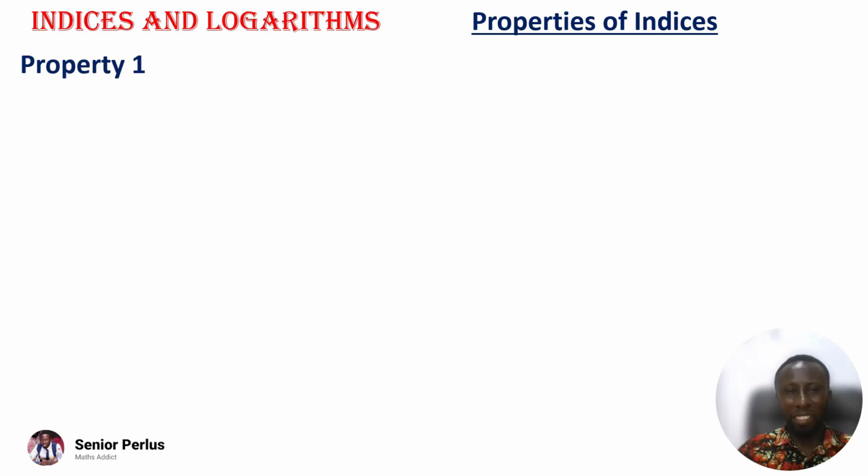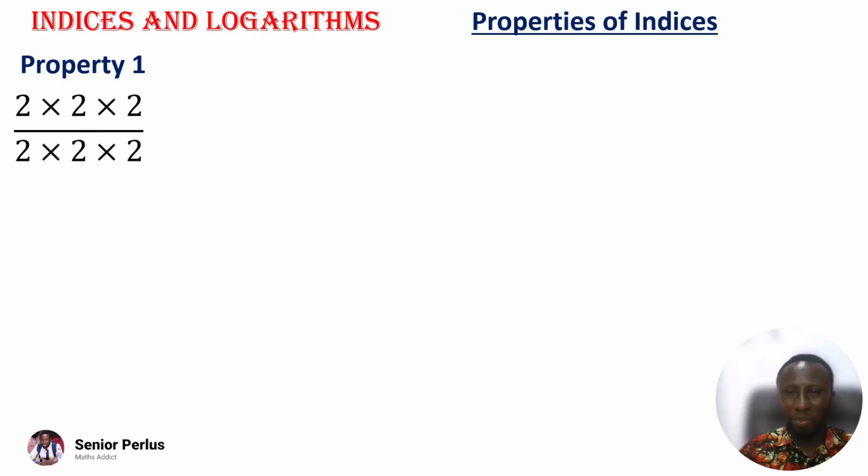Properties of indices. I'll start with property 1. I have this 2 times 2 times 2 divided by 2 times 2 times 2. So this one I can even cancel the whole of this, then I'll get what? 1. Or 2 times 2 is 4 times 2 is 8. So this one is 8 out of 8, and 8 divided by 8 is 1.